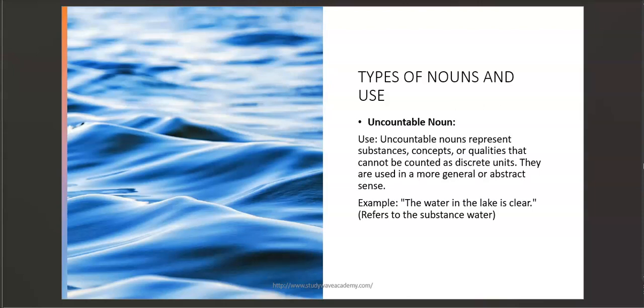So for example, the water in the lake is clear. So this refers to the substance water, which is an uncountable noun. You can't go to a lake and start counting 1 water, 2 water, 3 water. No, we cannot count water, but we can generalize it and just have the idea of it as one unit, okay? So don't forget about that.